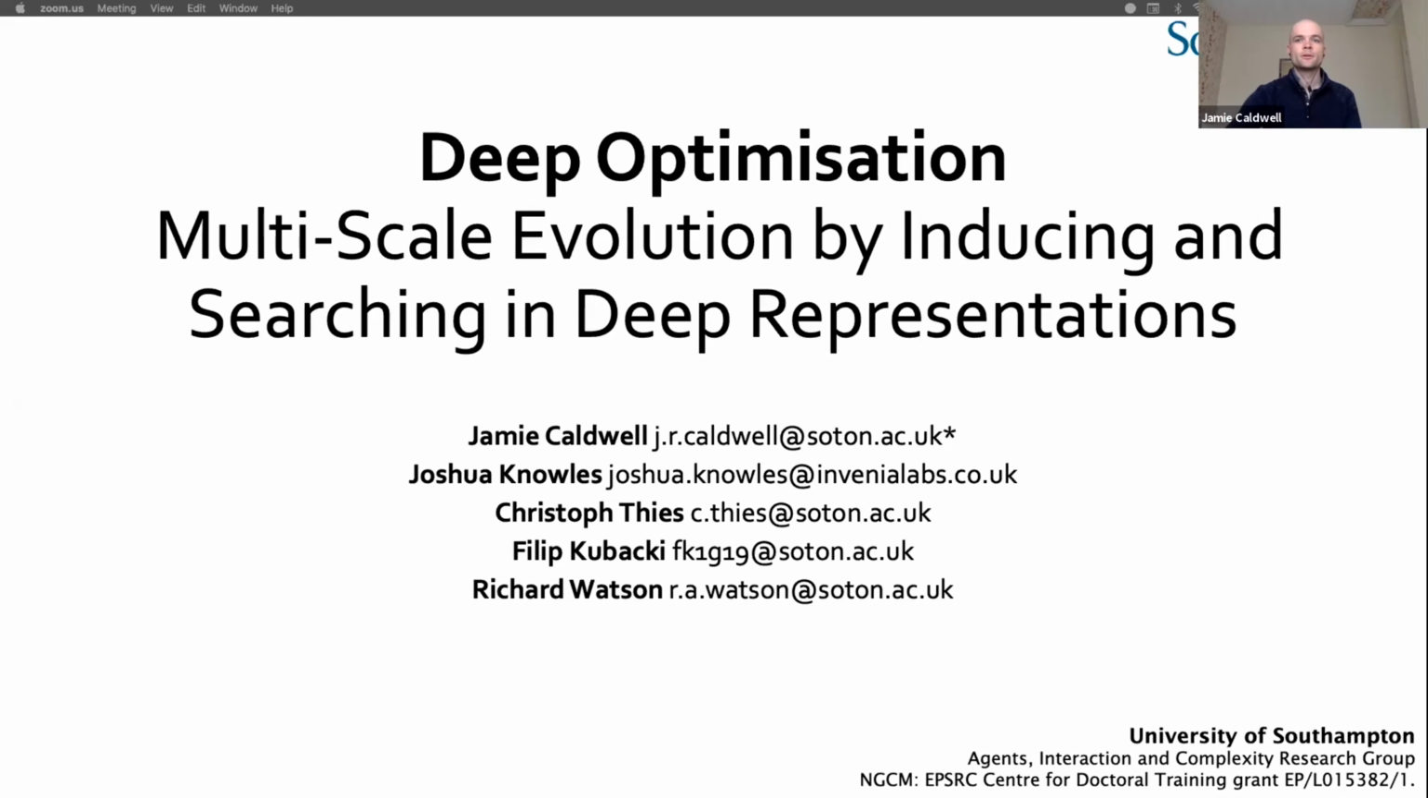My name is Cldwell, and I'm a PhD student at the University of Southampton. Today I'm going to talk about the deep optimization algorithm that we've been developing in our group. My supervisor and group leader is Richard Watson. Deep optimization is the idea of multiscale optimization, and we do this by inducing and searching in deep representations provided by an autoencoder or deep neural network.